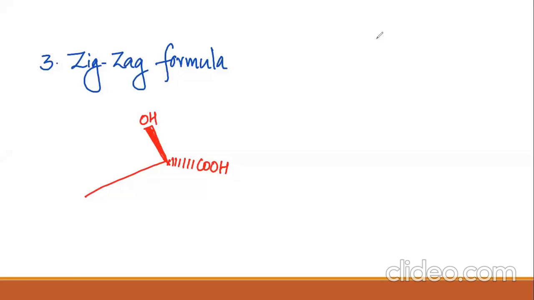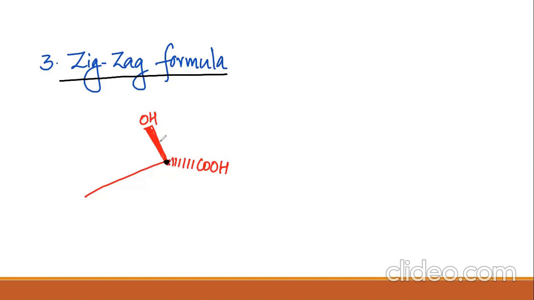So this is the third type of representation, that is the zigzag formula. This is somewhat similar to the flying wedge formula, but one difference is that here you can see the central carbon and 3 other bonds, and we have one more bond that is towards the hydrogen, that is not represented here. So in the zigzag formula we won't represent the hydrogen.